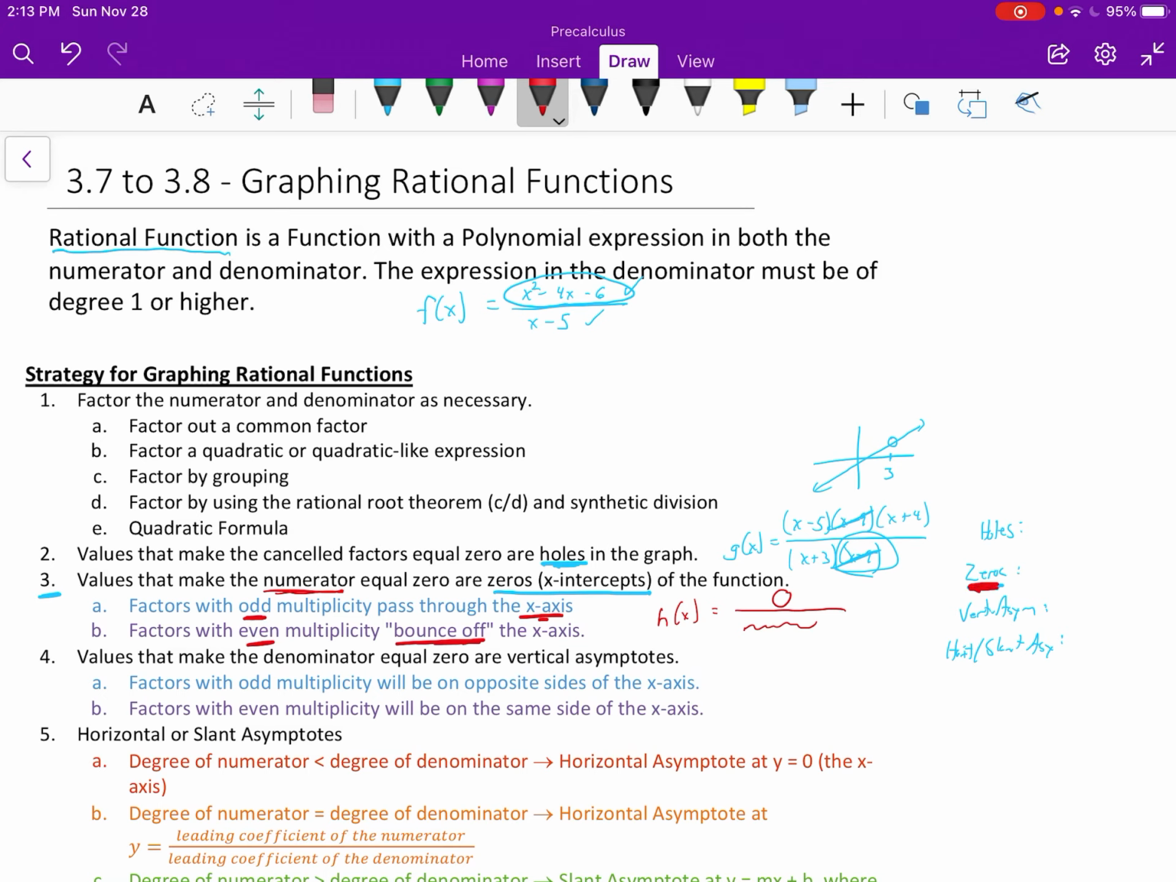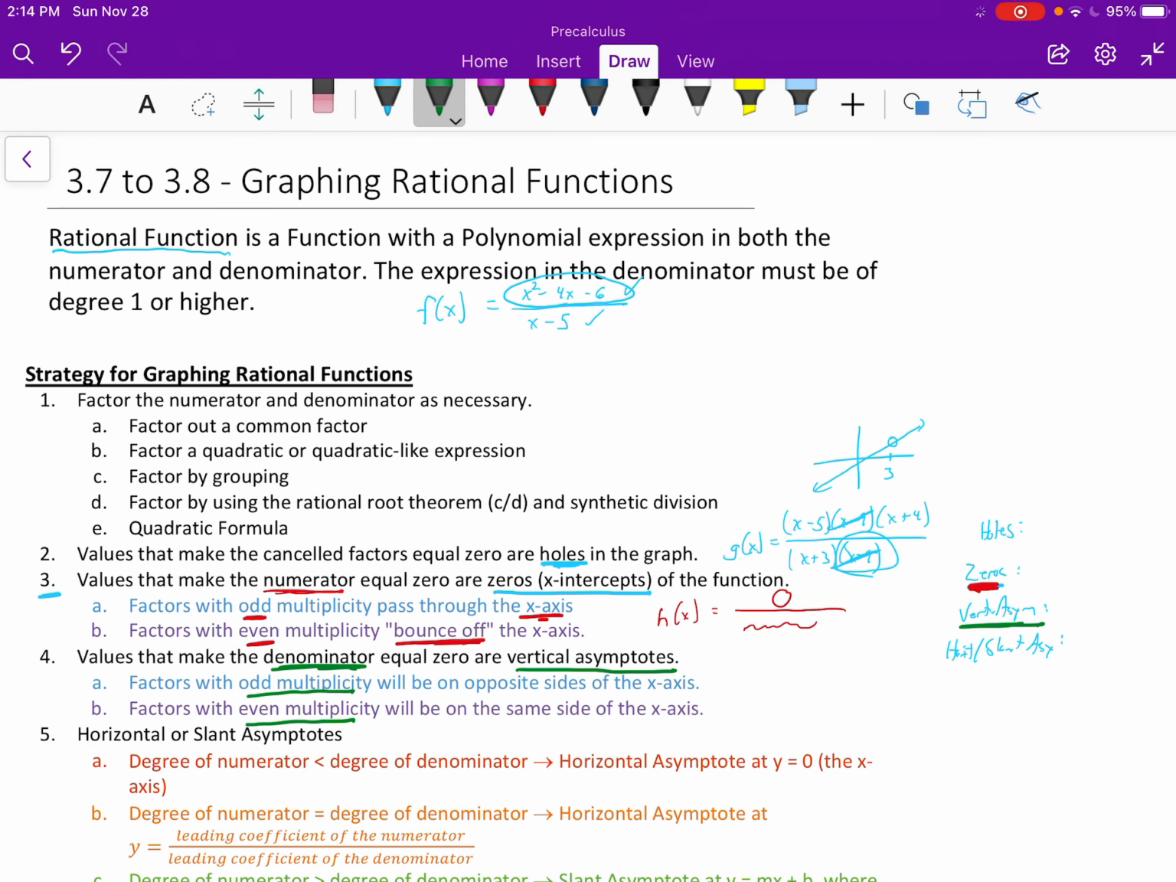Then we're going to look at vertical asymptotes. So values that make the denominator equal 0 are vertical asymptotes. Something similar with the multiplicity. If it's odd multiplicity, the graph will go in opposite directions on either side of the vertical asymptote. If it has even multiplicity, they'll be on the same side of the x-axis on each side of the vertical asymptote.